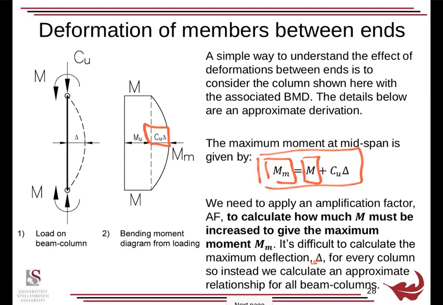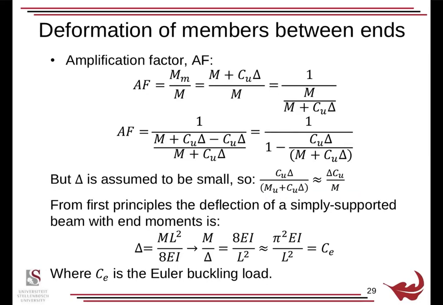So this is a simplified general case because we don't want to work out the deflections each time. If we have some amplification factor, as shown here, and we just play with the maths a bit, but we assume then that the value of delta, the deflection, is very small, so mu plus cu delta, this term becomes small, so we end up with that term. From first principles, the deflection of a simply supported beam is as follows, which is approximately equal to the buckling load, if you work with that.